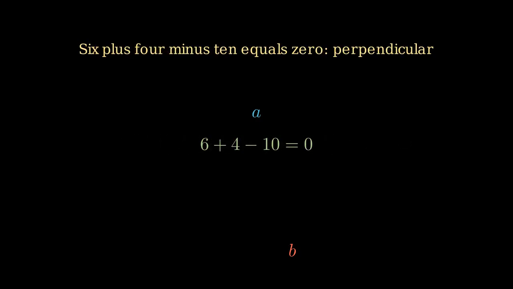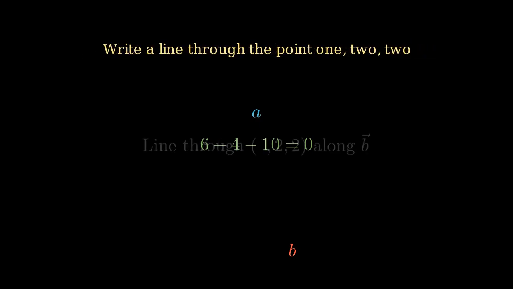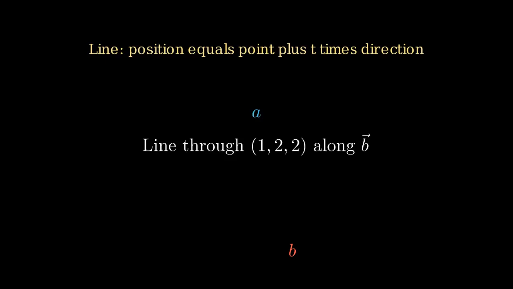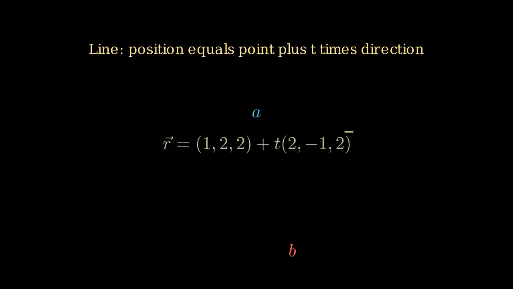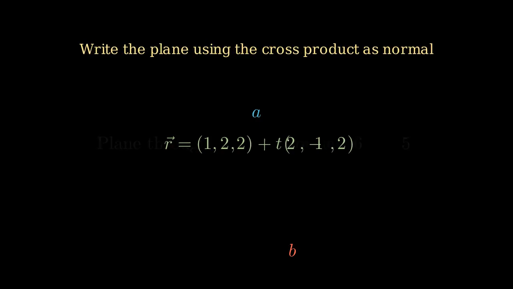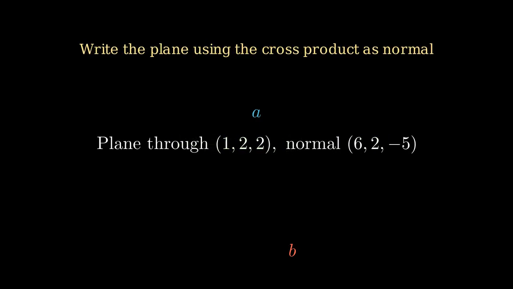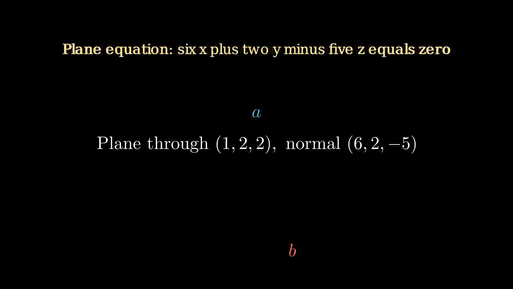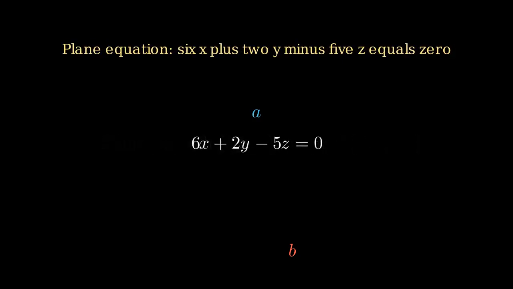Now we use vector B as a direction to write the line through the point 1, 2, 2. This line is written as position equals 1, 2, 2 plus t times 2, negative 1, 2. Next we write the plane through that same point, using the cross product 6, 2, negative 5 as its normal vector. The plane equation becomes 6x plus 2y minus 5z equals 0.